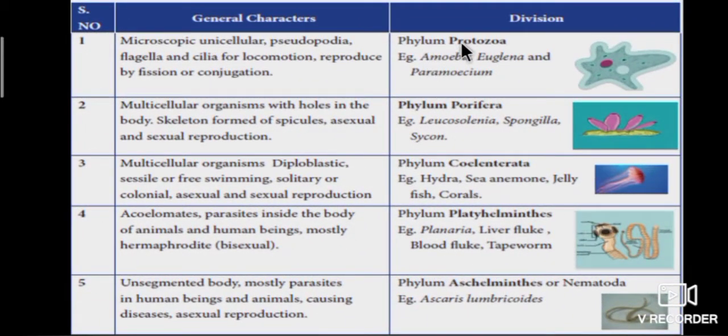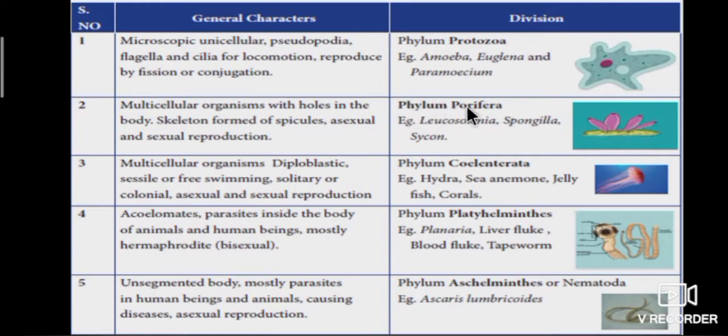First phylum is Protozoa. It is microscopic unicellular. Pseudopodia, flagella and cilia for locomotion. It reproduces by fission or conjugation. Fission means asexual reproduction. Conjugation means sexual reproduction. Amoeba, Euglena and Paramecium are the examples for Protozoa.